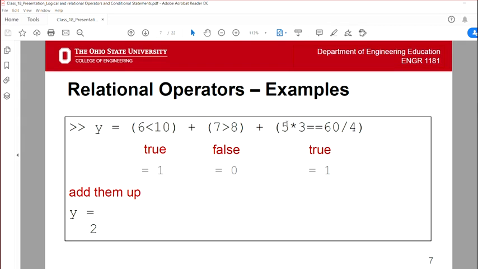And then let's do whatever is inside this parentheses. Multiplication and division are in the same order, so we start from left to right. So 5 times 3 is 15, and then we need to do the division before we do the equal to. So 60 divided by 4 is 15. So 15 equal to 15, that's true, and that's 1. Then we do the last thing, the summation. So 1 plus 0 plus 1 should give you a 2.